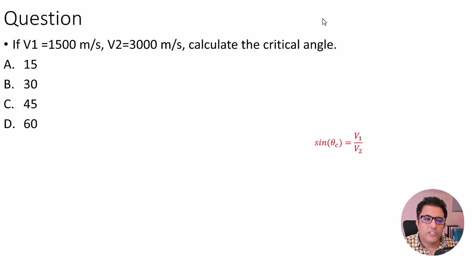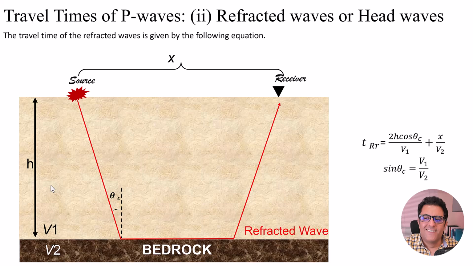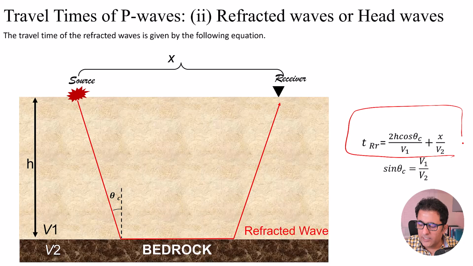Now consider a geological model where the velocity of the first layer is 1500 meters per second and the second layer is 3000 meters per second. Calculate the critical angle. For this example, the critical angle is 30 degrees. This figure shows the travel route of refracted waves, and you see the travel route is trapezoidal, and this equation is the travel time for refracted waves.